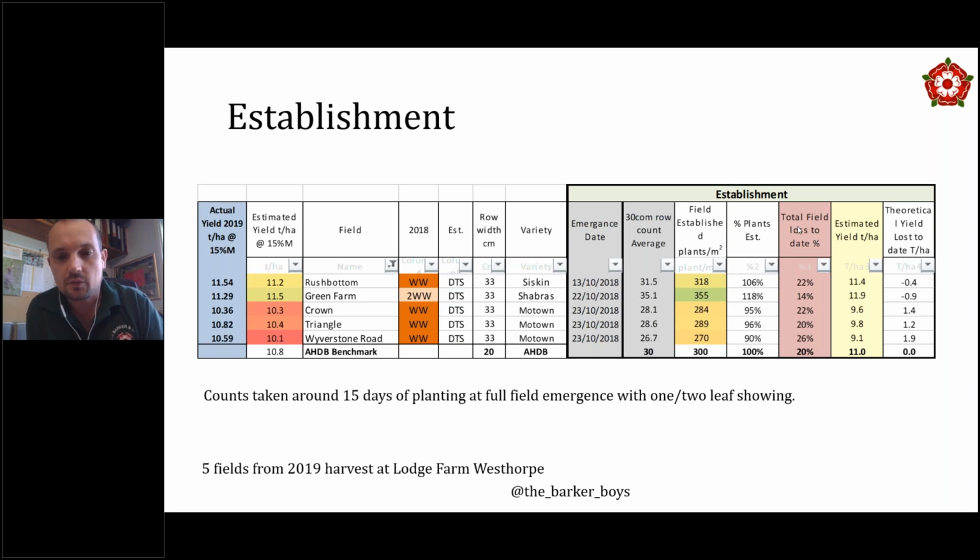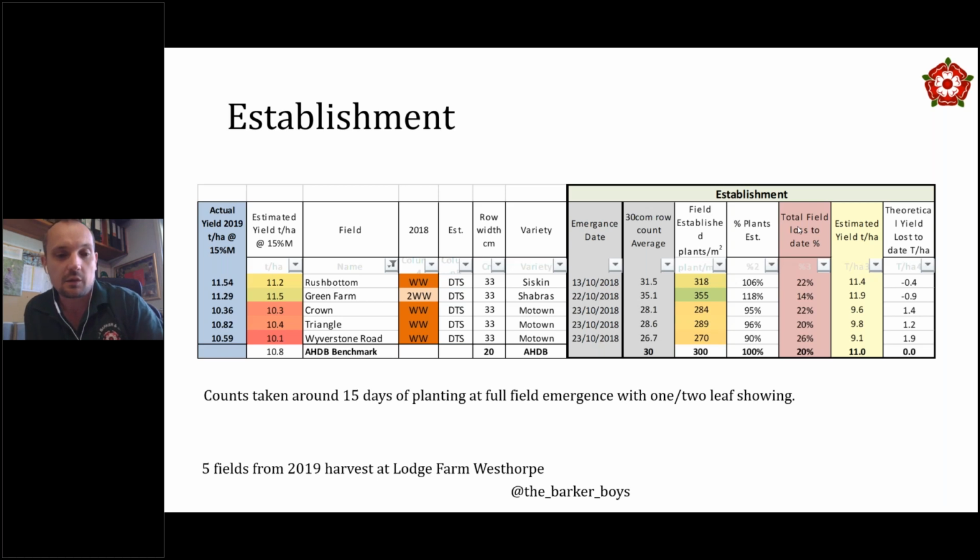With the establishment, we've got some fields that did better than others. Take Green Farm, for example. It established 118%. So that's much kinder land, and I probably overestimated the field loss. That's something I had a note for next year, that I could actually rein back a little bit on my seed in those better ground conditions, instead of taking an average for the establishment.